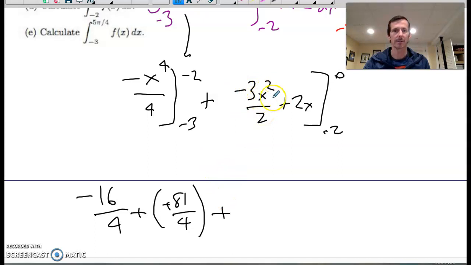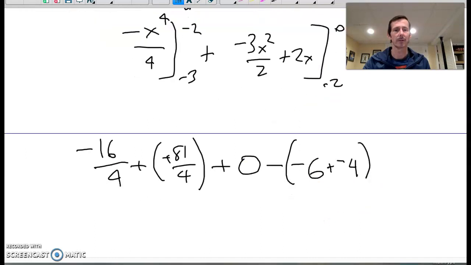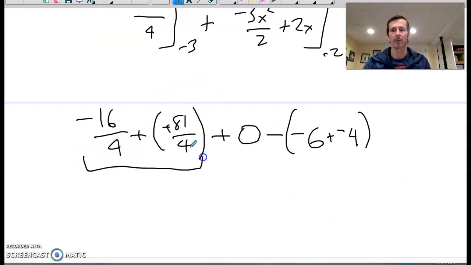I put in 0 here, it's just going to be 0 and 0, so I'm not going to write too much there. 0 minus, and when I put in -2 here, it's going to be -2 squared is 4. 4 times -3 is -12, divided by 2 is -6. And if I put in a -2 here, I'm going to get plus a -4. And I can finish this very quickly because these two are both in terms of fourths, so I'm going to leave them that way. 81 and a -16 fourths should give me 65 fourths.